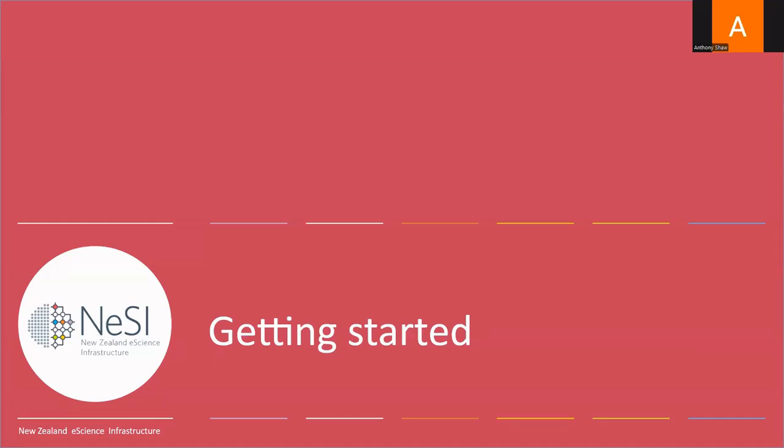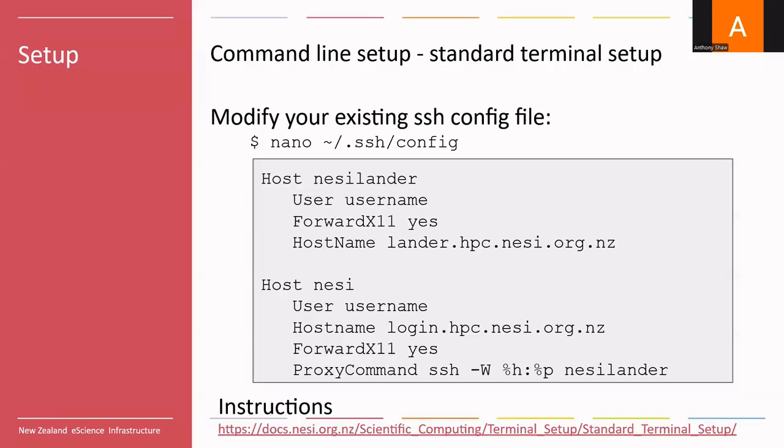Now, the first thing you're going to need to do to access the new NeSI HPC platforms is set up your login configuration. For those of you who have been using a standard SSH terminal to access Maui and Mahuika, you'll have already done almost all the work. The only thing you need to do is edit your existing SSH config file with the new details of the new HPC platforms. And so let's do that.